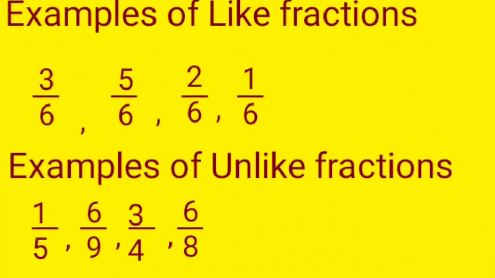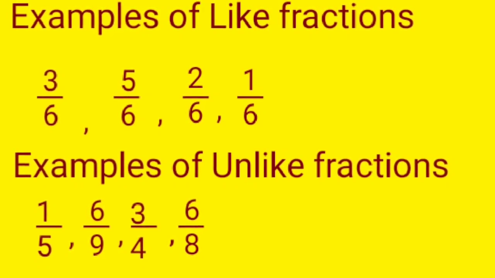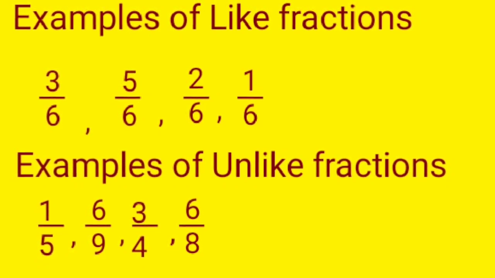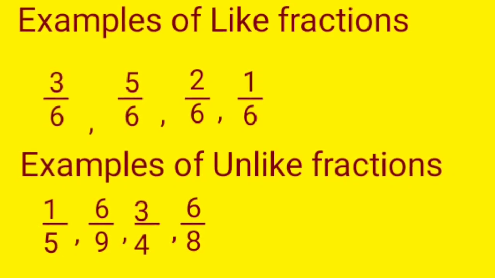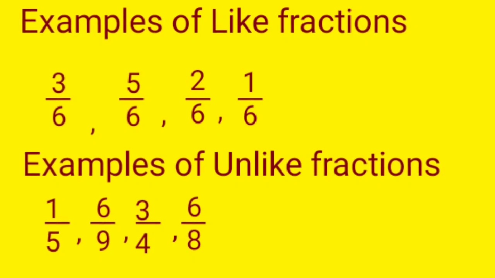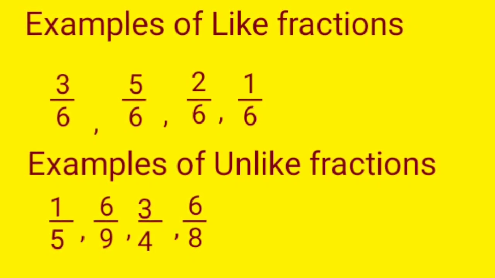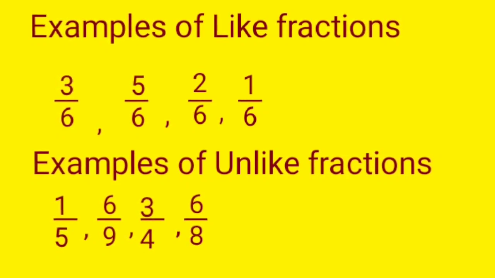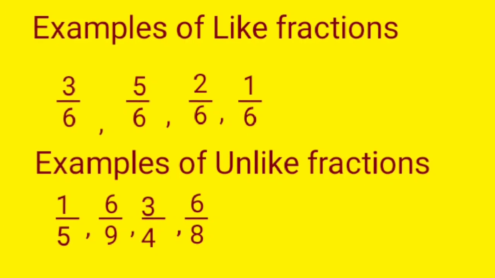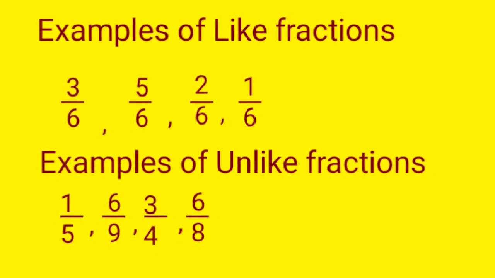3 by 6, 5 by 6, 2 by 6 and 1 by 6. These are some of the examples of like fractions. And some of the examples of unlike fractions are 1 by 5, 6 by 9, 3 by 4 and 6 by 8. Here see, in these fractions the denominators are different. Clear?